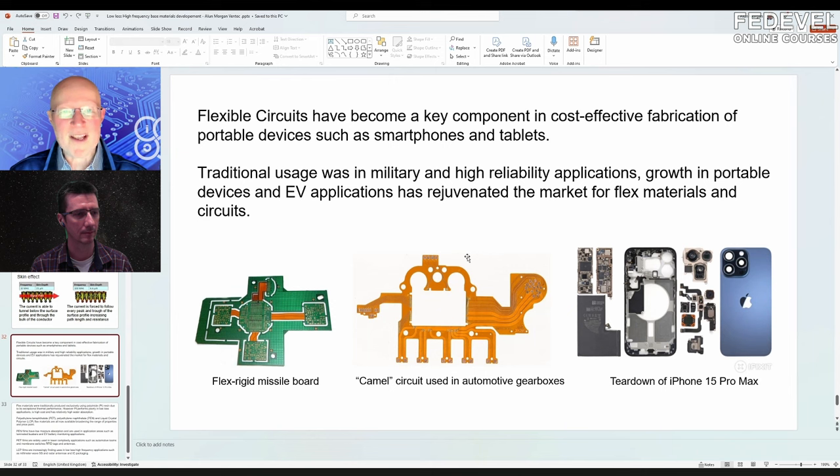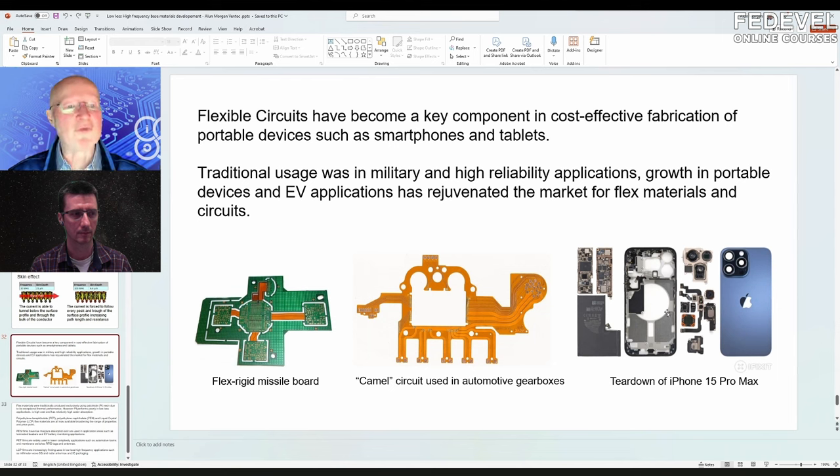This fits into oil. We've talked about mainly rigid materials, you know, glass fibers, and I've talked about resin systems. Many of these materials here don't have any reinforcement at all. They're made on polyamide films or other films. Traditionally there are a lot of these kinds of circuits in military and high reliability applications. This is a missile board, for example, and many boards that are round in shape give you an idea of that kind of use.